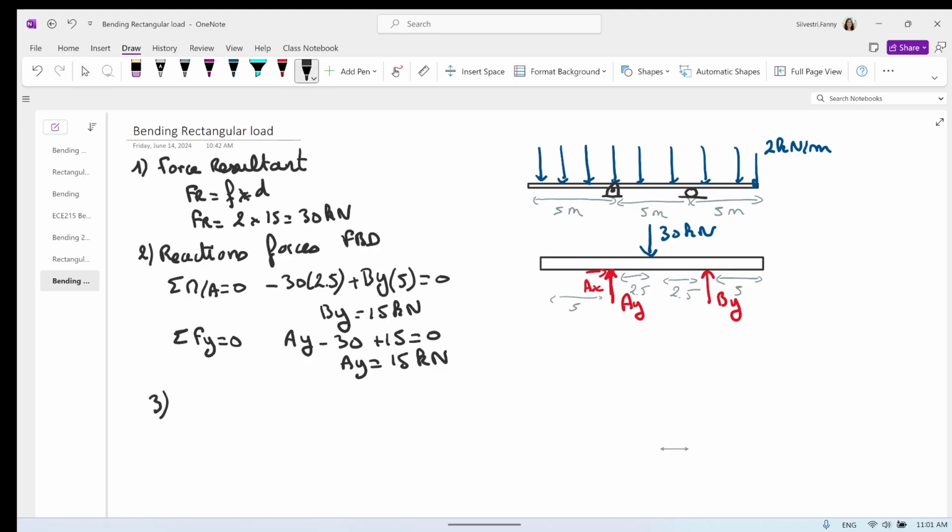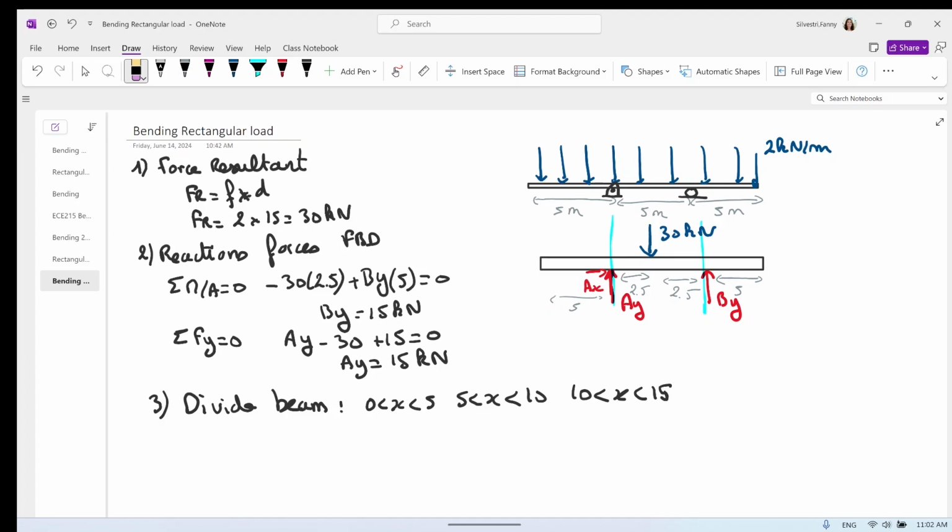Anyway, step number 3. We will need to divide our beam. We divide it everywhere we have a jump, a force that is applied. So we will separate the beam at 5 meters and 10 meters. We will study 0 to 5, 5 to 10, and 10 to 15. We will find the shearing force equations and the bending equations for all of them.